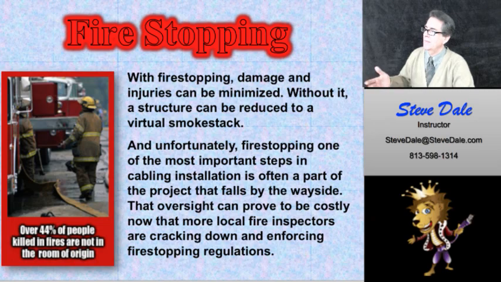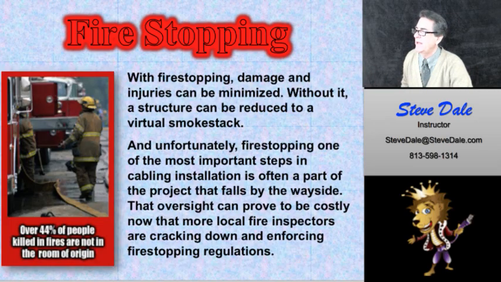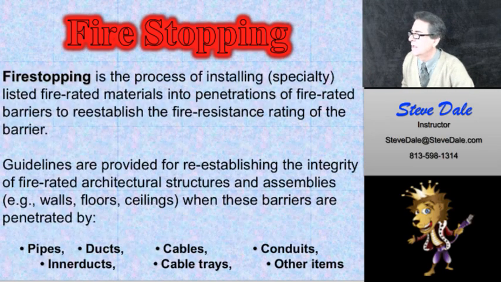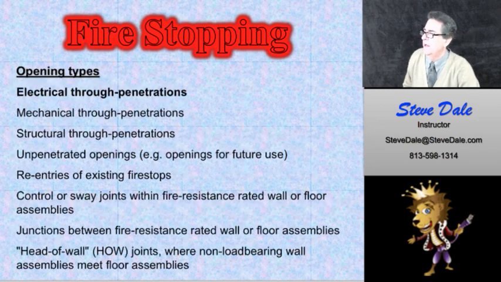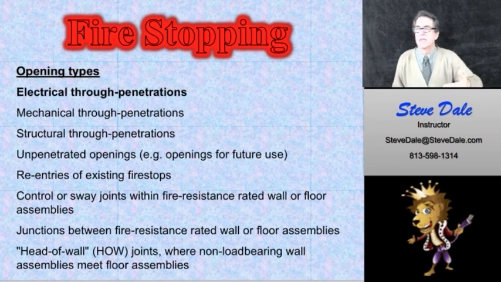So fire stopping, I'm going to briefly touch on this. Basically, what fire stopping is. Let me just say the simple part. A fire stop is simply a hole that has been made in a fire-rated barrier in order to run some form of building service, for example, conduit or cable. A fire stop system is simply a patching method used to seal up the hole and restore the barrier's fire rating. That's all it is. What we're concerned about is electrical through penetrations.